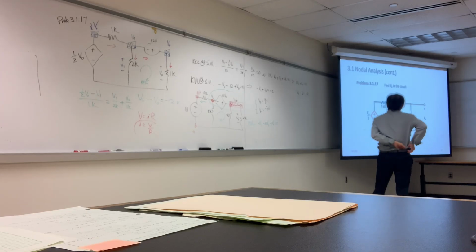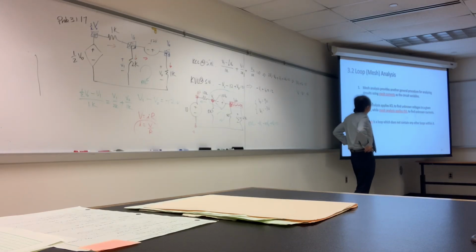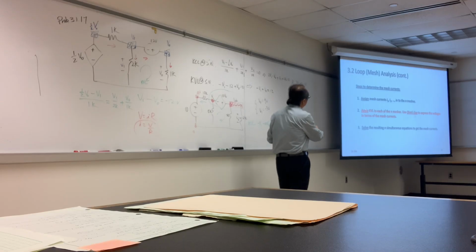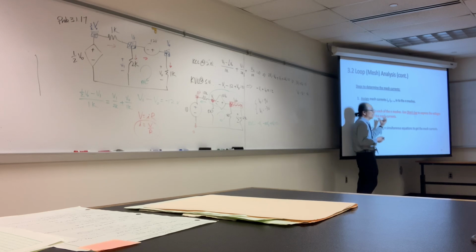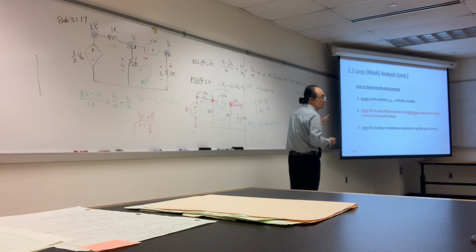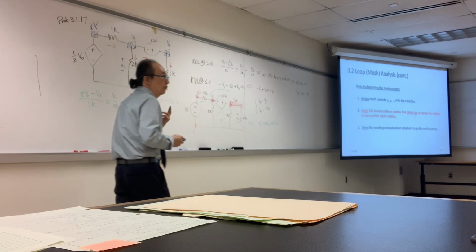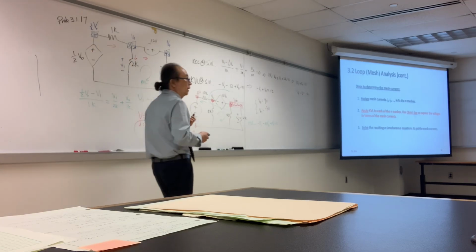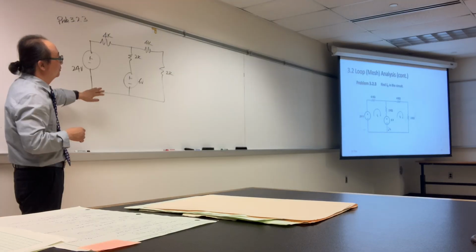Now take a look at the mesh analysis, or loop analysis. Mesh analysis provides another general procedure for analyzing a circuit using mesh currents. The steps we need to go through: assign the mesh currents, then apply KVL, and find the equations. Again, the total number of meshes equals the total number of equations. Therefore, if you have two meshes, you're going to have two equations and two unknowns. If you have three meshes, you're going to have three equations and three unknowns. So let's do the mesh analysis.